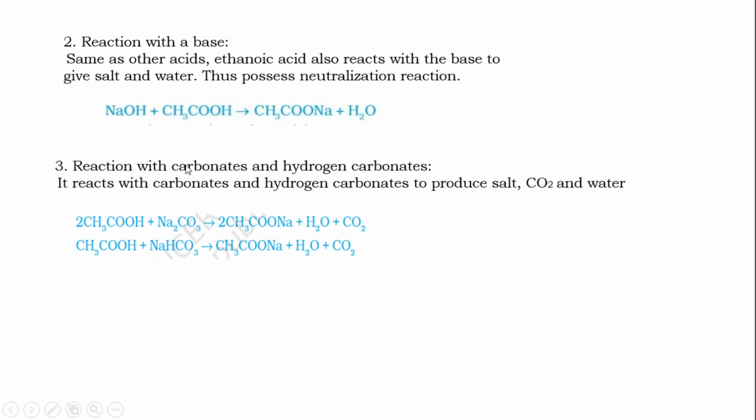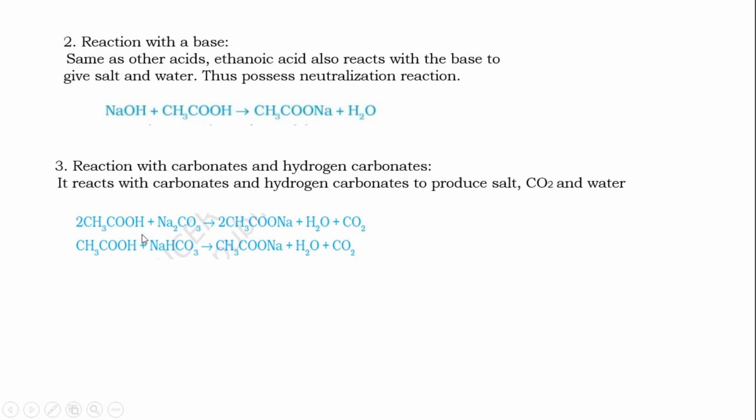Next one, reaction with carbonates and hydrogen carbonates. Whenever a carbonate is reacted, always remember that carbon dioxide is compulsorily produced in the reaction. So the same thing goes over here. Ethanoic acid reacts with sodium carbonate to give CH3COONa: Na displaces hydrogen to form CH3COONa, and the displaced hydrogen will form a water molecule with the remaining compounds, along with carbon dioxide gas.